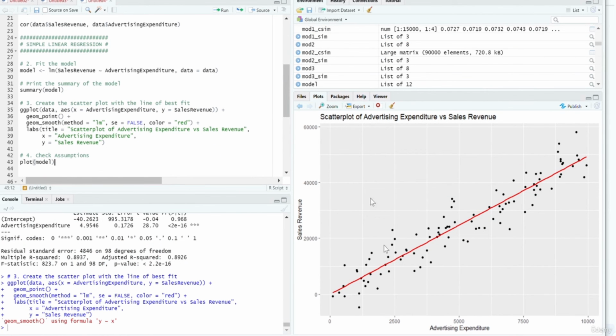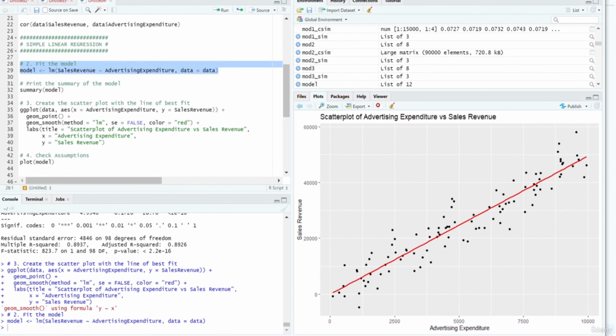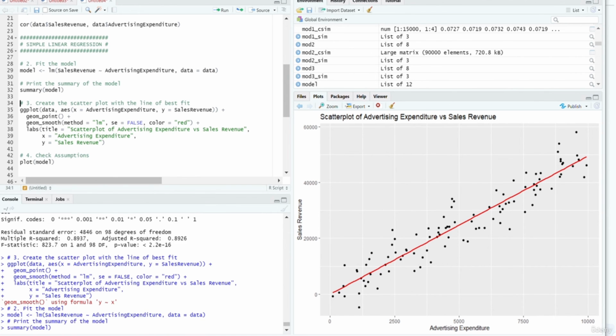So remember, this is the scatter plot generated by our linear regression model. Here, we had our sales revenue and advertising expenditure data. I'm just going to fit a linear model to this data, using the lm function. It's called linear model. R already has it built in because it's used so commonly. And we can print a summary of this model.